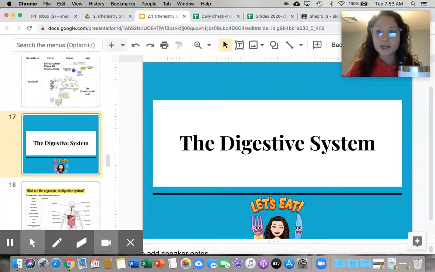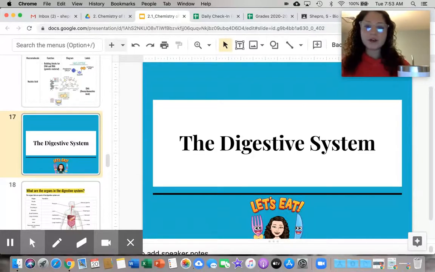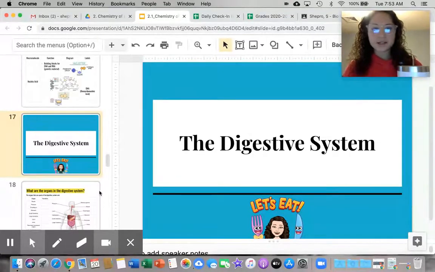So now that we know that when we eat food, these macromolecules are going into our body, we have to discuss how our body utilizes these macromolecules, what happens to them when we eat them, and what happens to the food that we eat. So we're going to be going through, like I said, the digestive system.